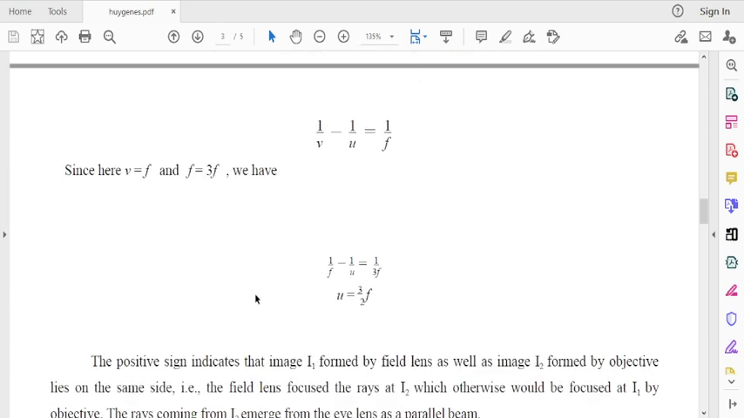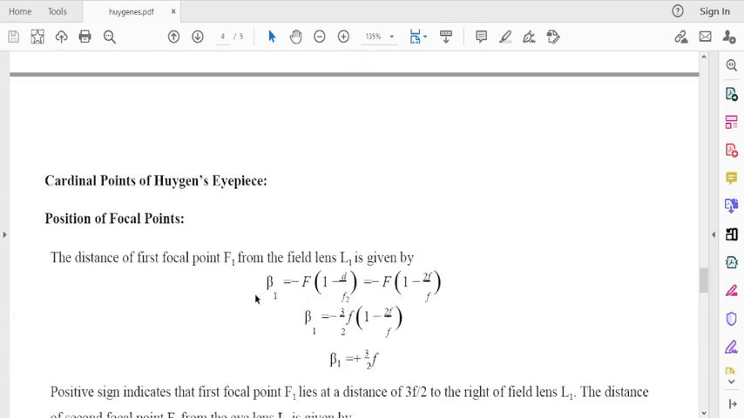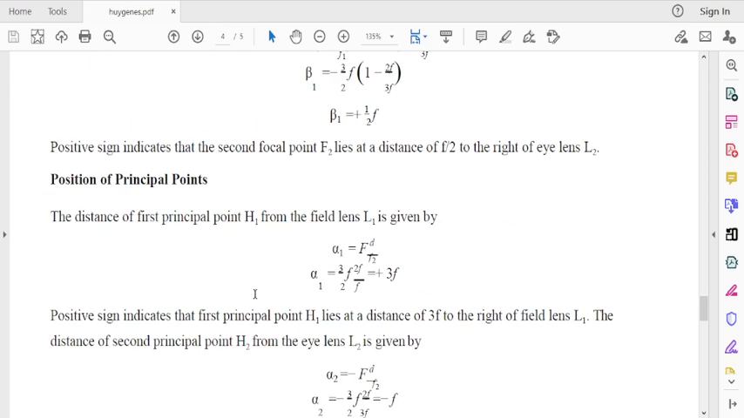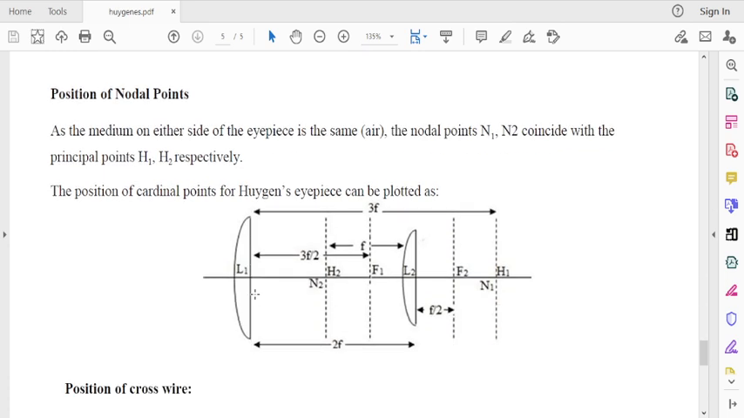Again, we have to see its cardinal points also. For that, this is the diagram for getting the cardinal points, in which this is the first focal plane, another focal plane, first focal point, another focal point. These are the nodal points and so on. This is again the field lens and the eye lens.